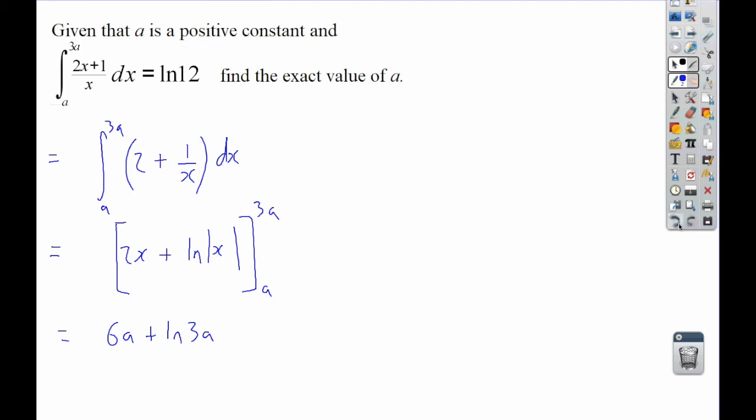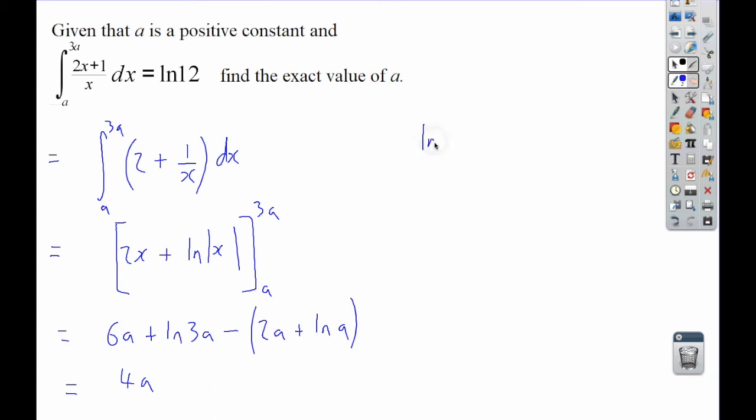And then you've got to subtract. My advice is when you're subtracting more than one term, you put in brackets so you don't make a mistake. So you substitute a, and you get 2a plus natural log a, and you're subtracting all of that. Let's just simplify that. So 6a subtract 2a is 4a, and then you've got natural log 3a subtract natural log a. Should we just do a bit of work on the side here?